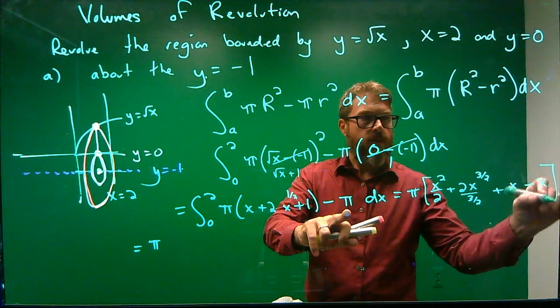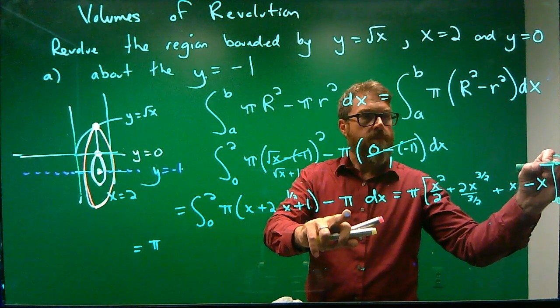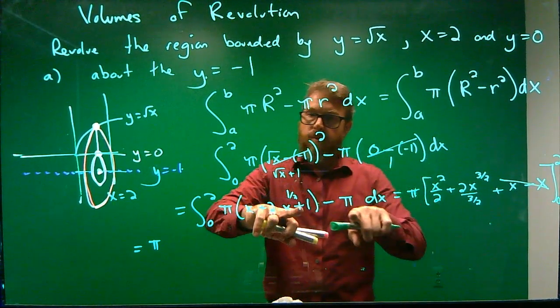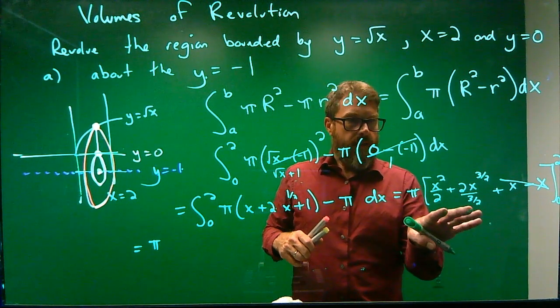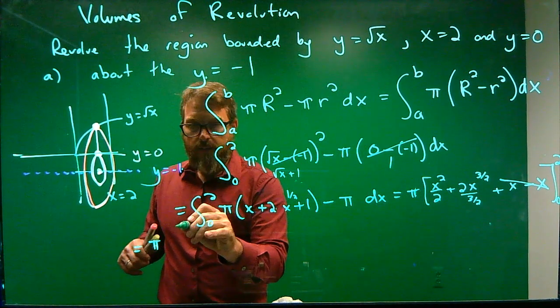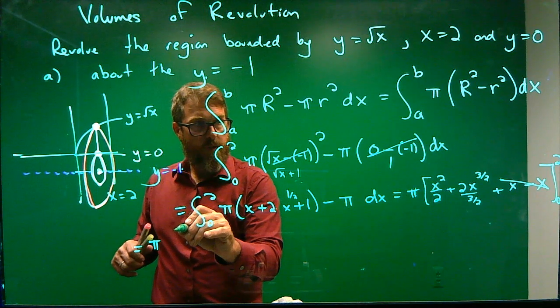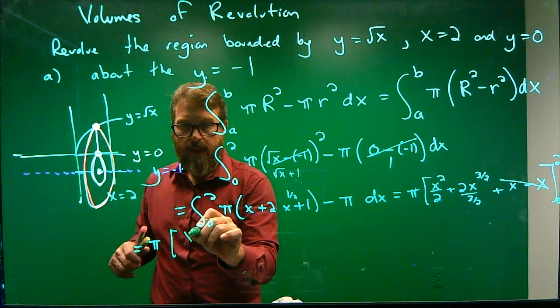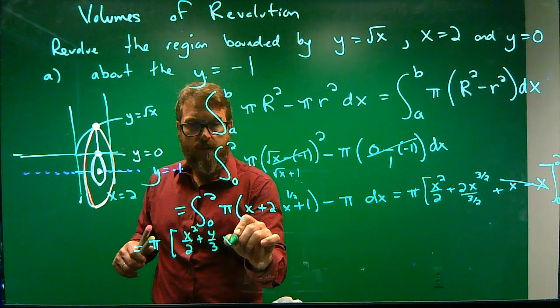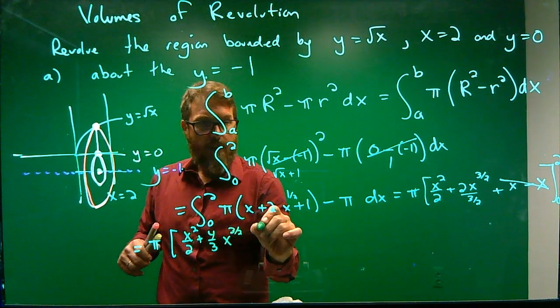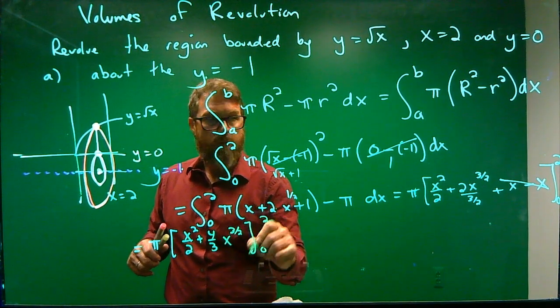Minus x as well, from 0 to 2. So those will cancel because this is pi minus pi. And simplifying this further, we're going to have x squared over 2 plus 4/3 x to the 3/2 evaluated from 0 to 2.